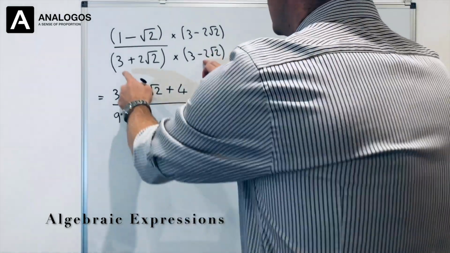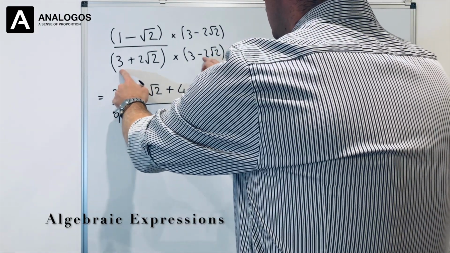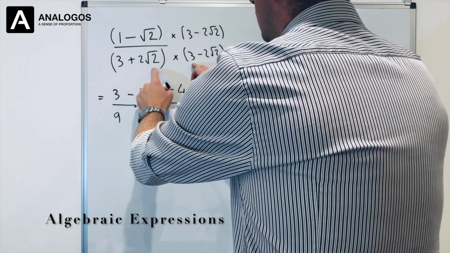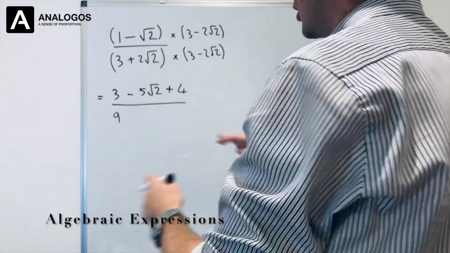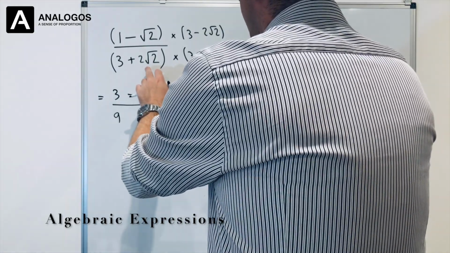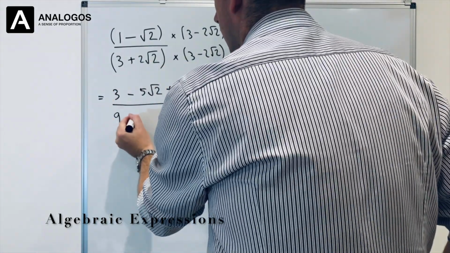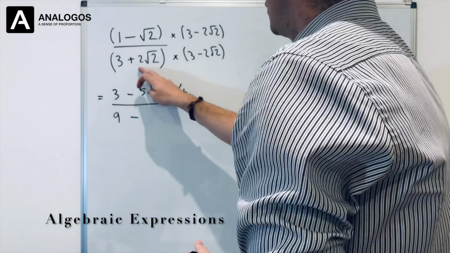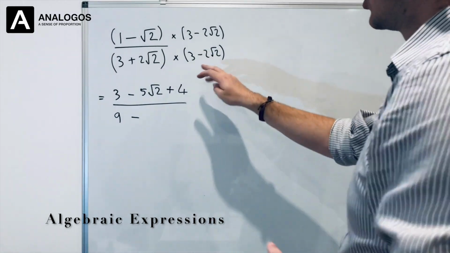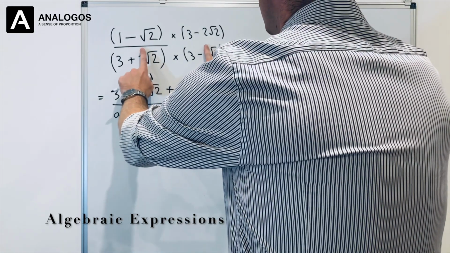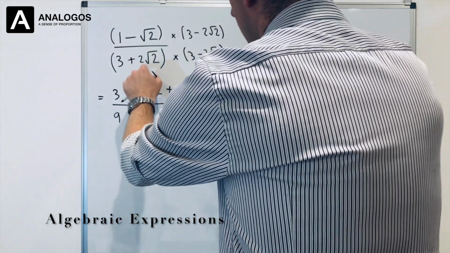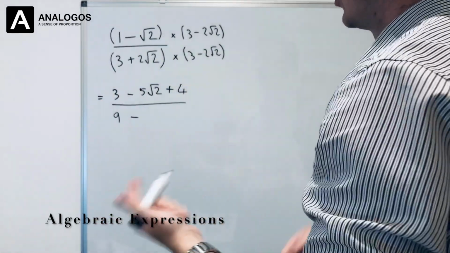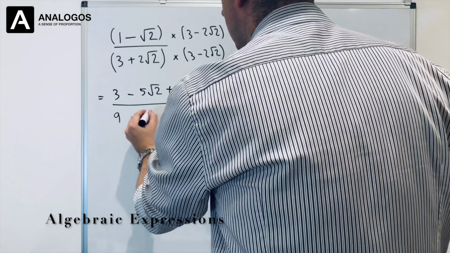So minus, what's 3 times 2? Minus 6 root 2 plus 6 root 2. Good. Minus 6 root 2 plus 6 root 2 would just cancel, which means you're left with a positive times a minus, which is going to give us a minus 2 root 2 times 2 root 2. So take the root 2's first. Root 2 squared is just 2. 2 times 2 times 2 is what? 2 times 2 is 4, times 2 is 8.